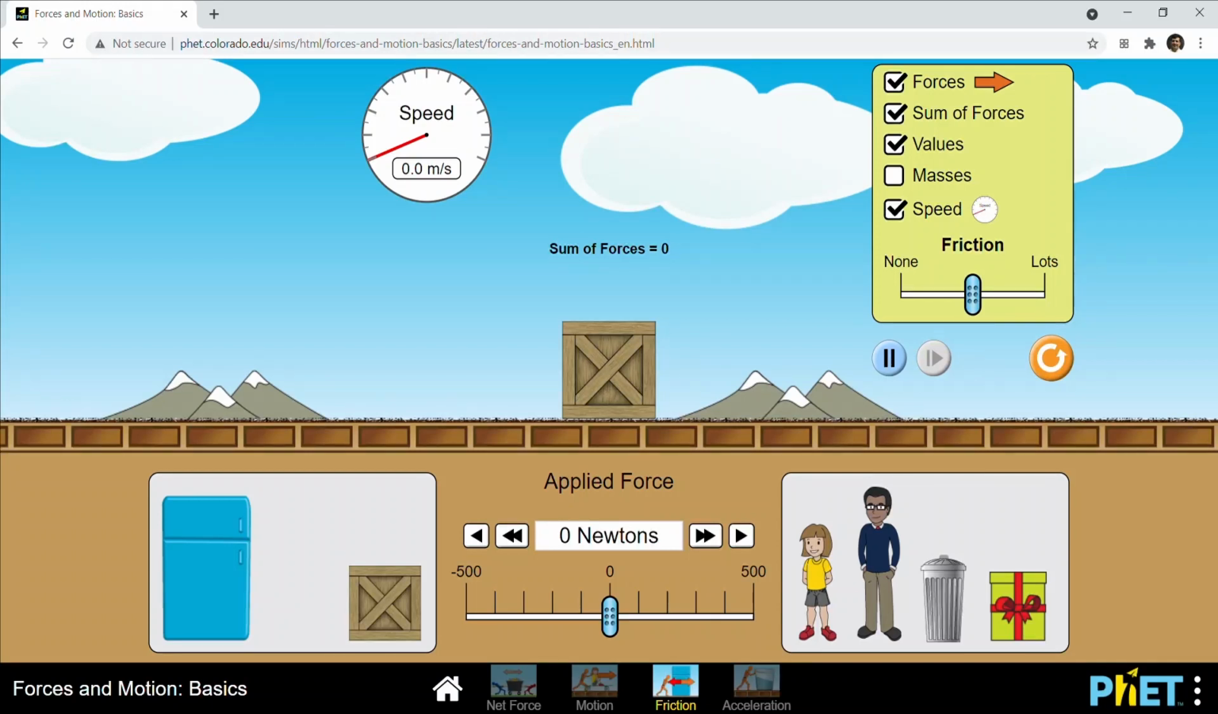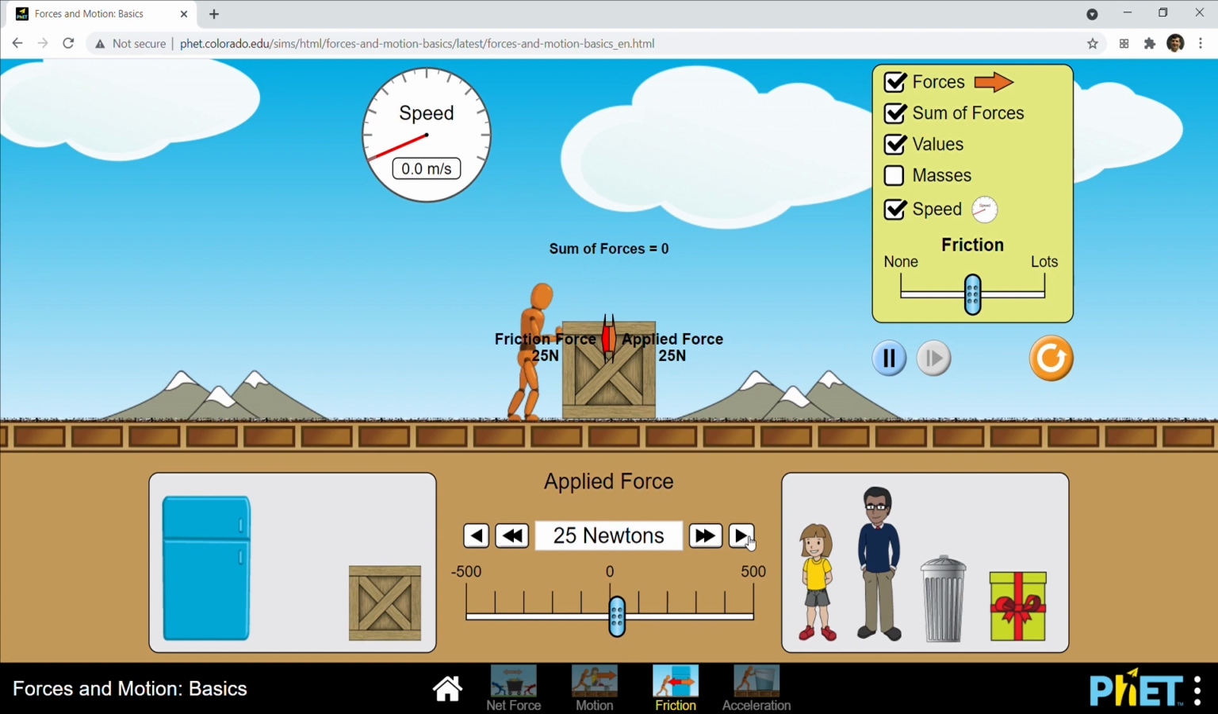Here is our box that we're familiar with from last time. And let me add my mannequin applying a force. So now my mannequin is applying a force, and let's make that force 25 newtons. So you can see that we have an applied force of 25 newtons, and the box is at rest and remaining at rest.